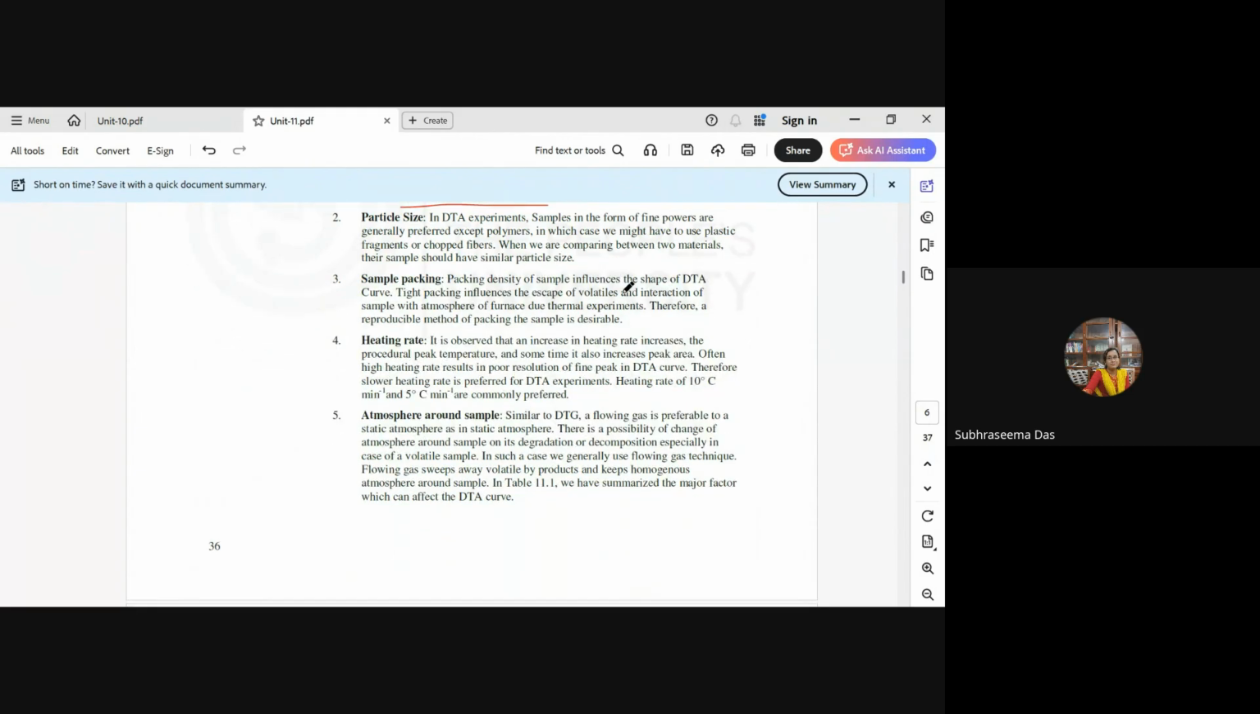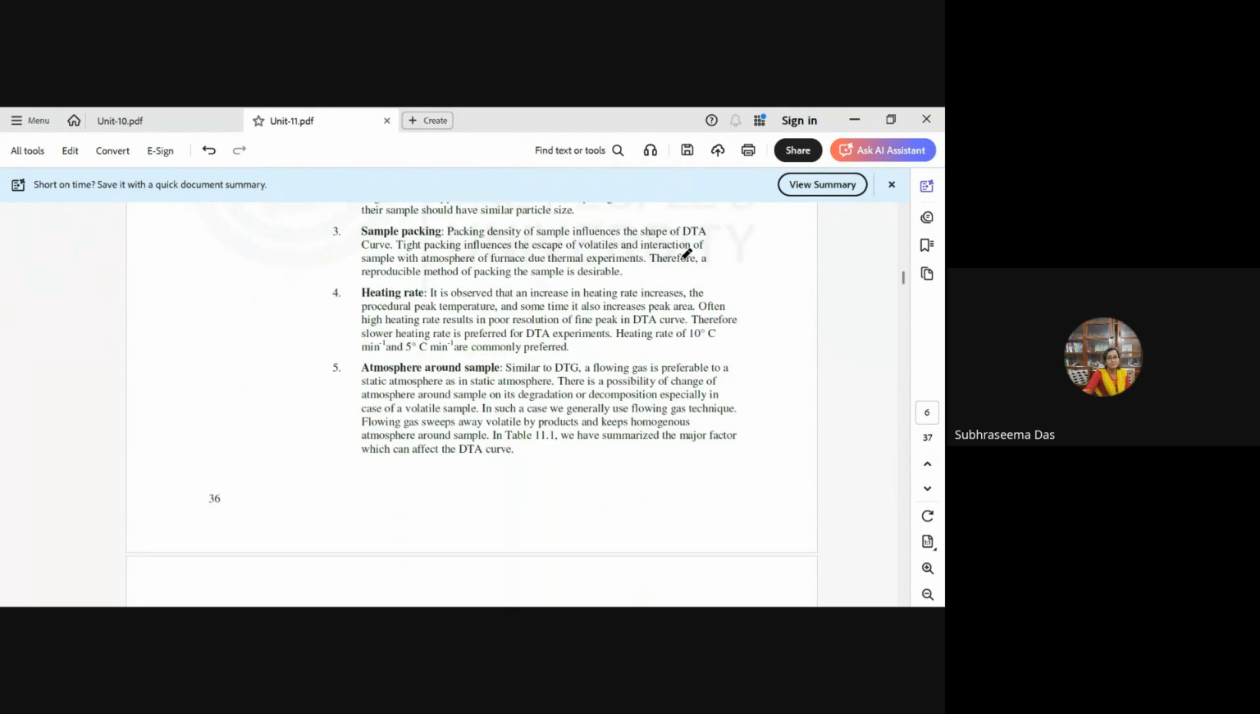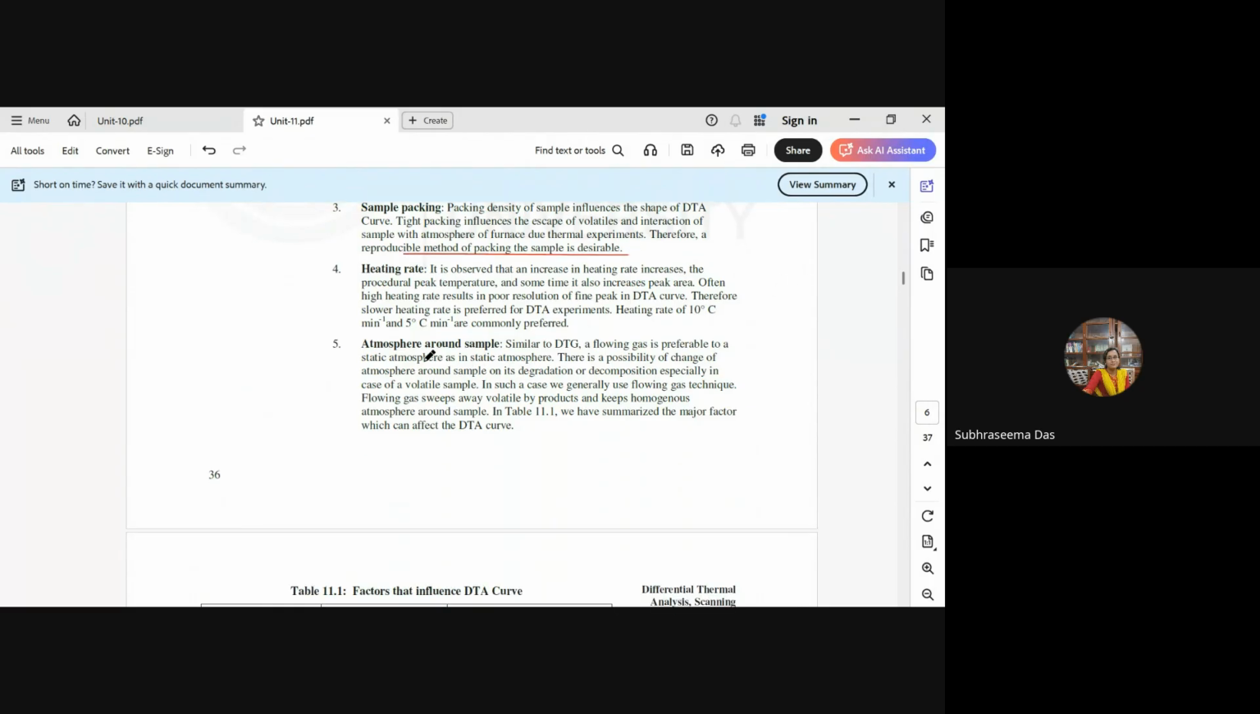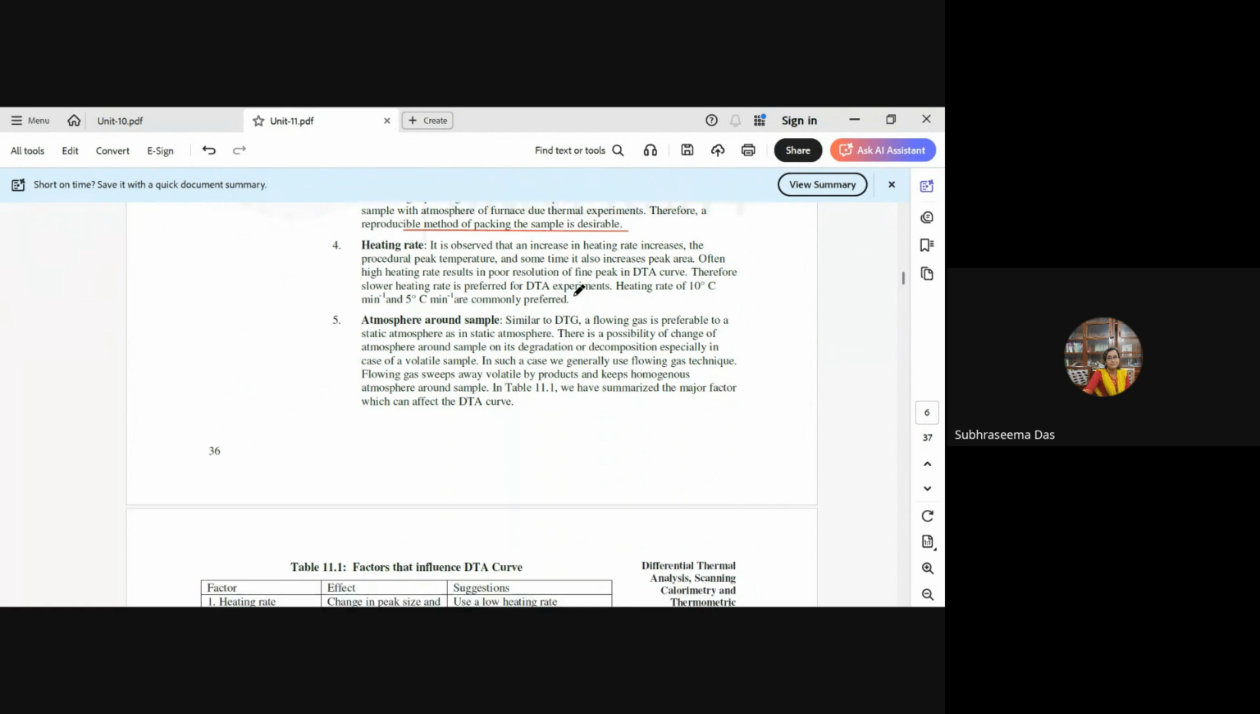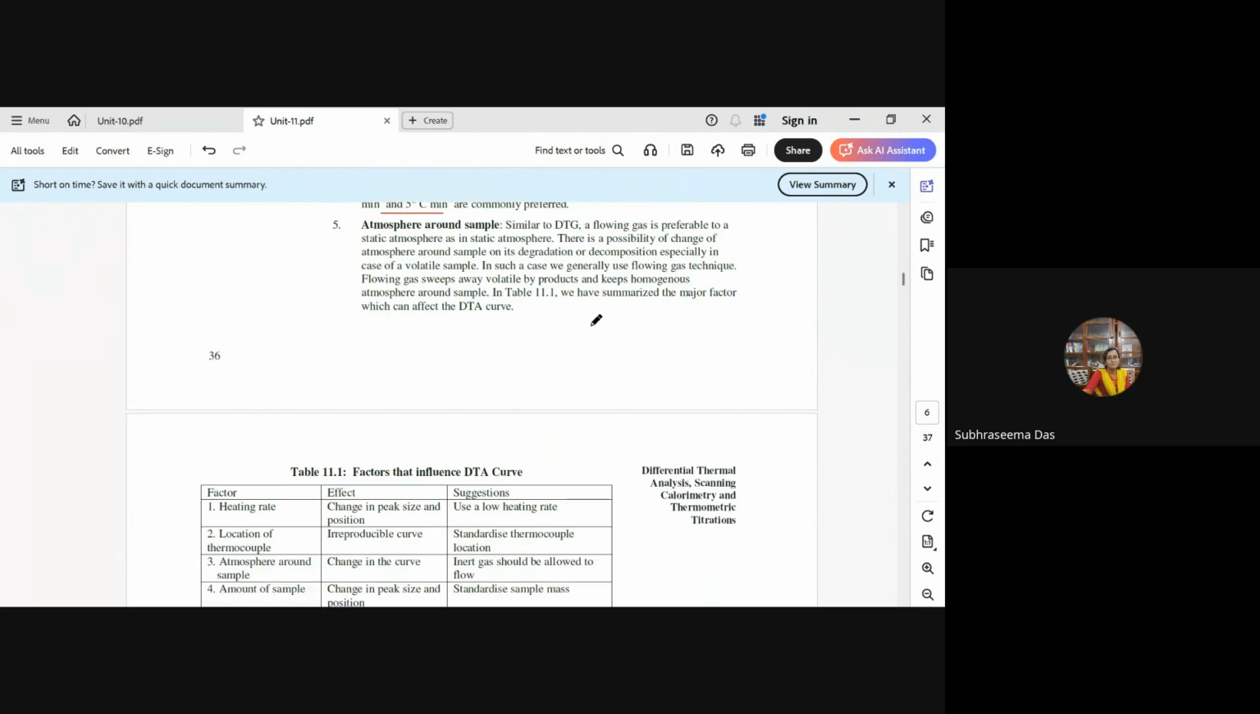Sample packing. The packing density of the sample influences the shape of the DTA curve. Tight packing influences the shape and interaction of the sample. Therefore, a reproducible method of packing the sample is desirable. Heating rate: it has been observed that an increase in heating rate increases the peak temperature, and sometimes it also increases the peak area. Mostly, heating rates of 10 degrees centigrade or 5 degrees centigrade per minute are used. Then the atmosphere around the sample: similar to DTG, a flowing gas is preferable, that is, mostly an inert atmosphere.